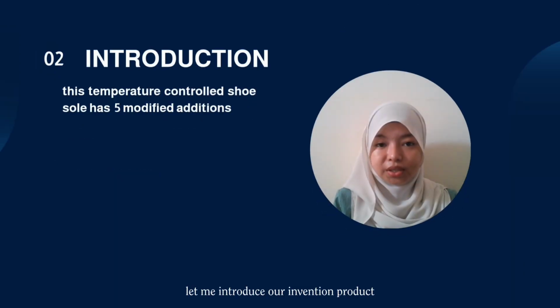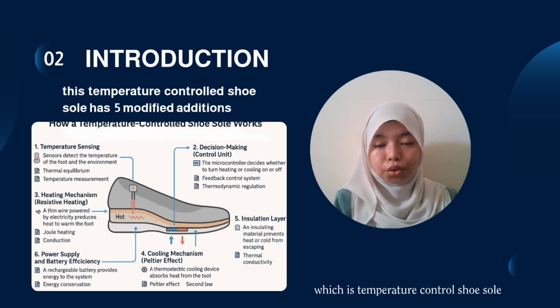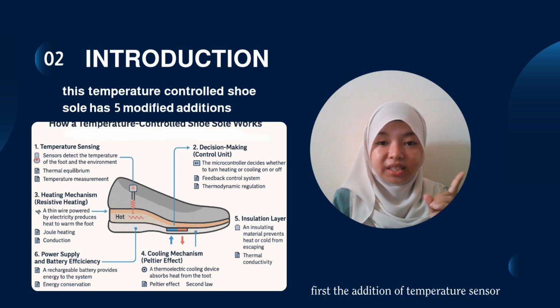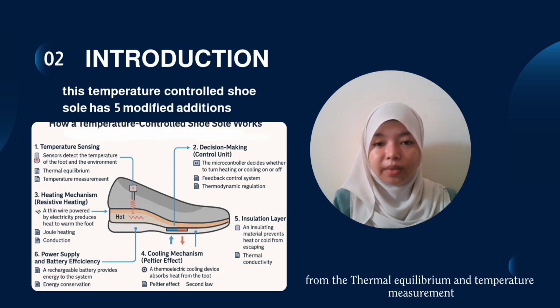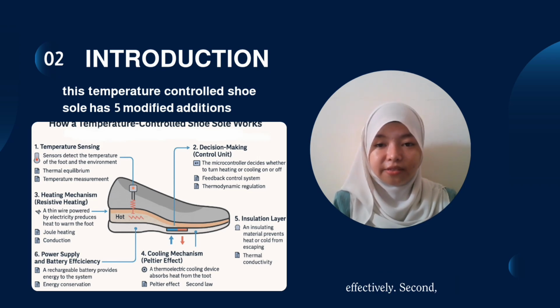Let me introduce our invention product, which is the temperature control shoe sole. This product has 6 modifications. First, the addition of a temperature sensor. From thermal equilibrium and temperature measurement, this shoe could detect the temperature of the foot and the environment effectively.